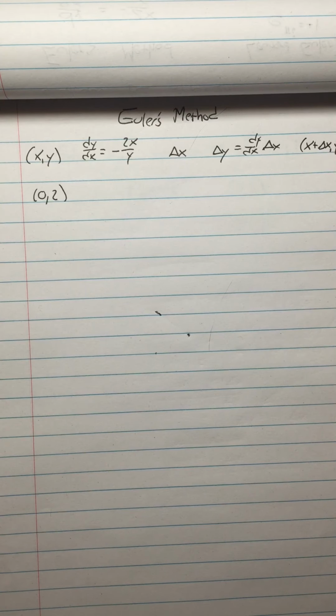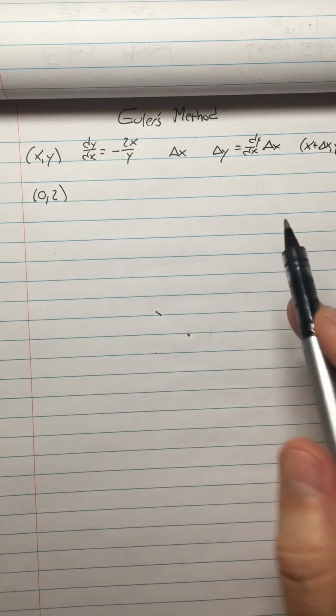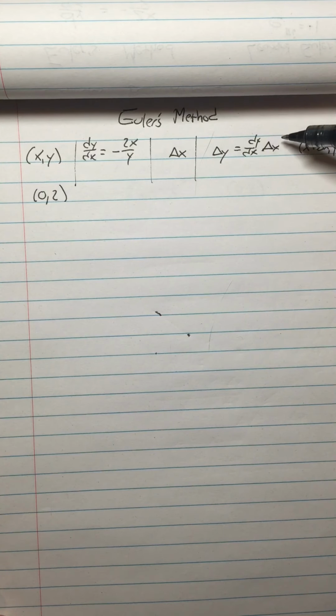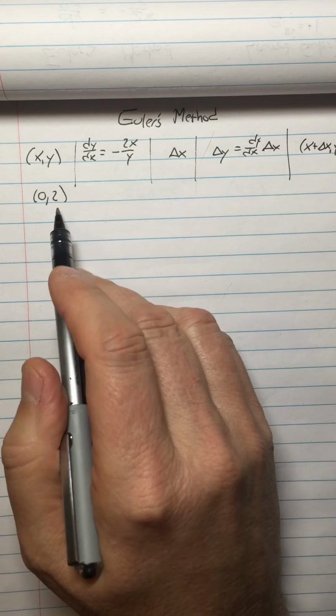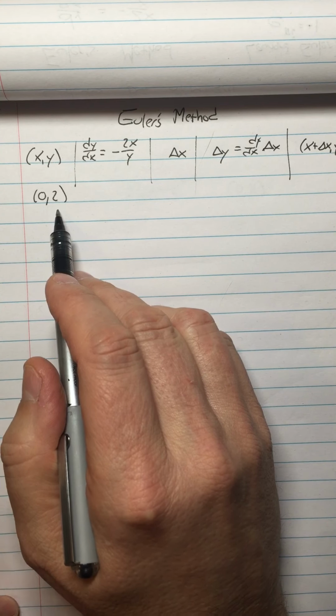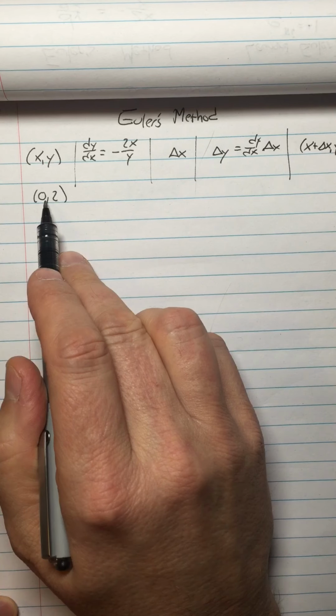All right, so here's how we actually do this. So this is a table here. So I've got columns going like this. All right, and I have a starting point. My starting point is (0, 2). That's my first x, y. Now I calculate dy/dx for the point that I have here.